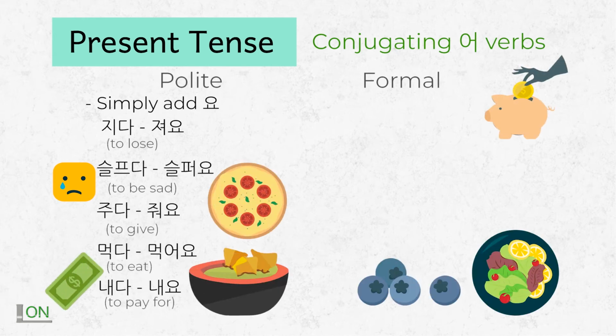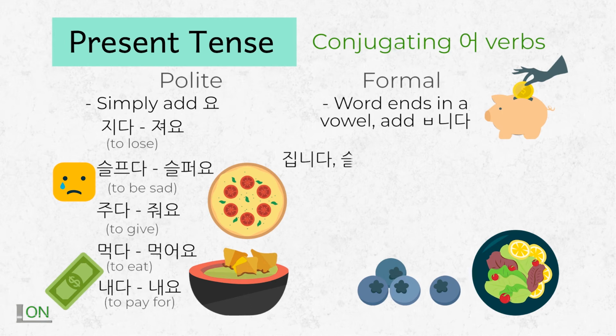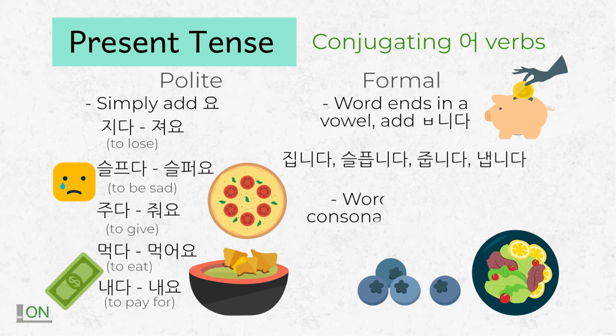And in formal, if the word ends in a vowel, add ㅂ니다. For example, 칩니다, 슬픕니다, 줍니다, 냅니다. If the word ends in a consonant, then add 습니다. 먹습니다.